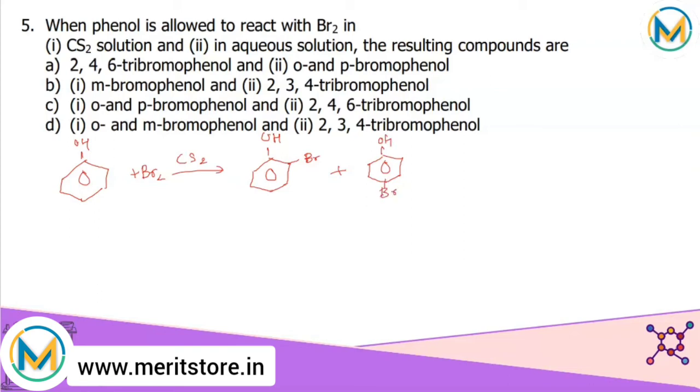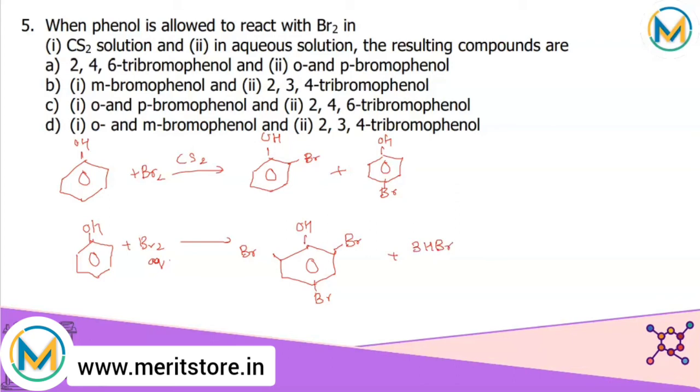Now this phenol, when it reacts with bromine in the presence of aqueous condition, that is in the presence of water, or I can simply write aqueous here. So we can have the multiple substitution, where the bromine is substituted at both the ortho positions and the para position, with the byproduct HBr.